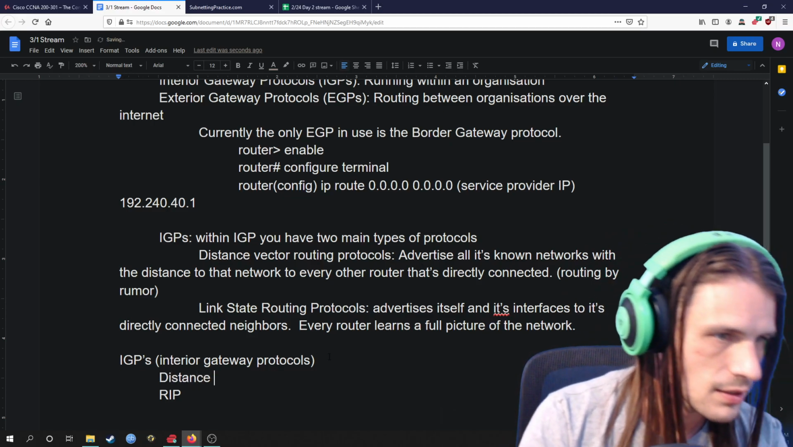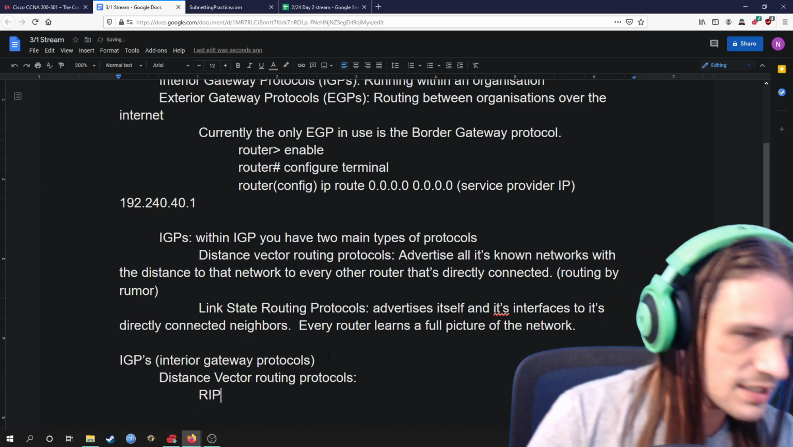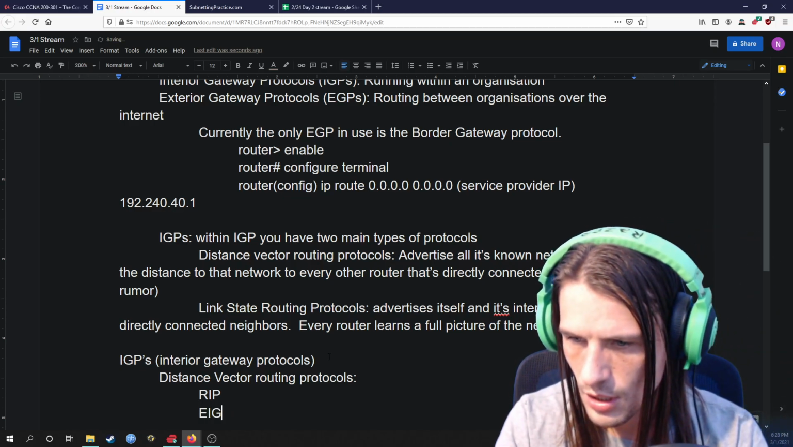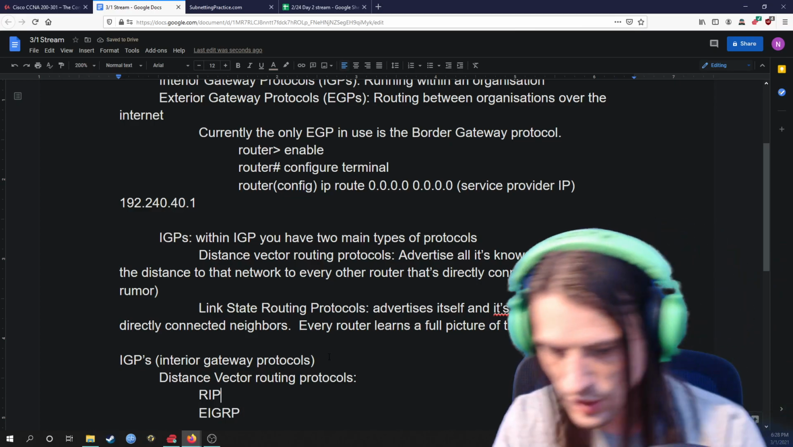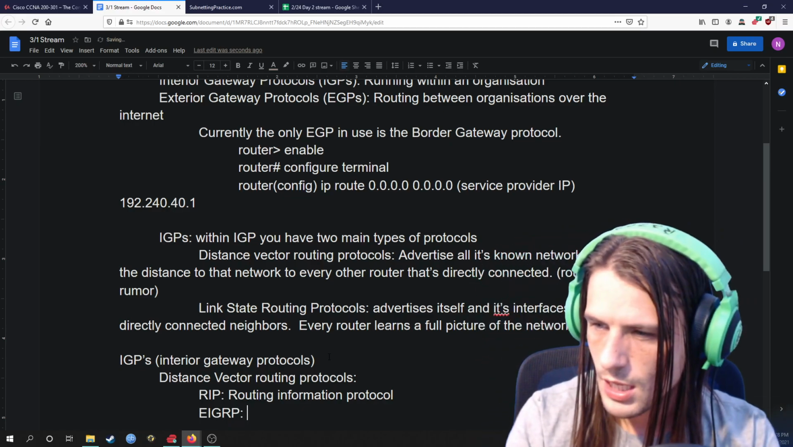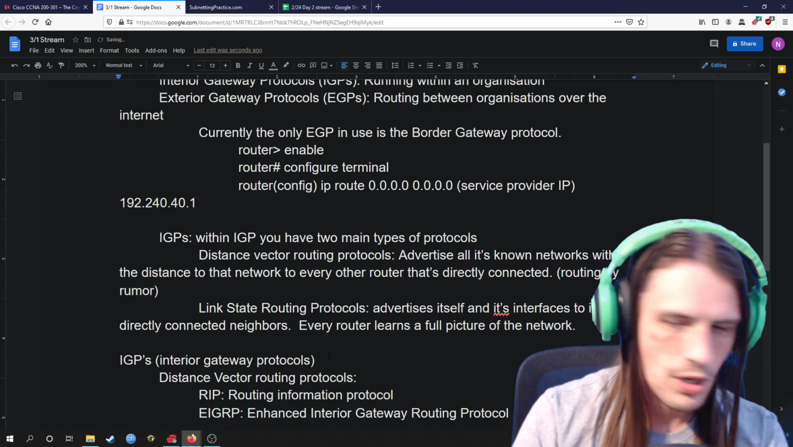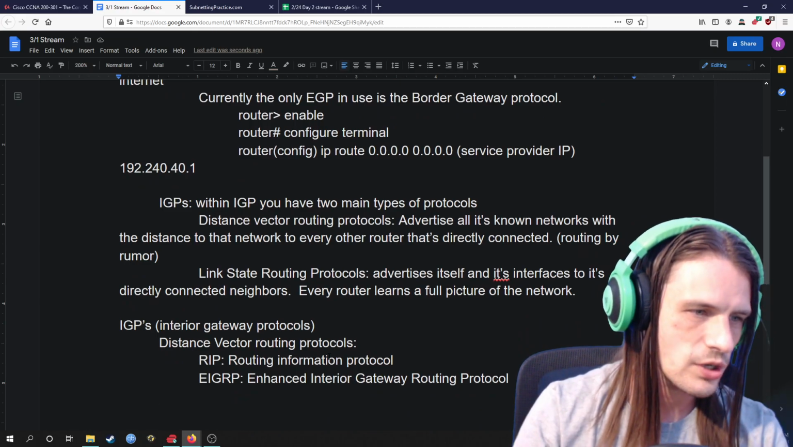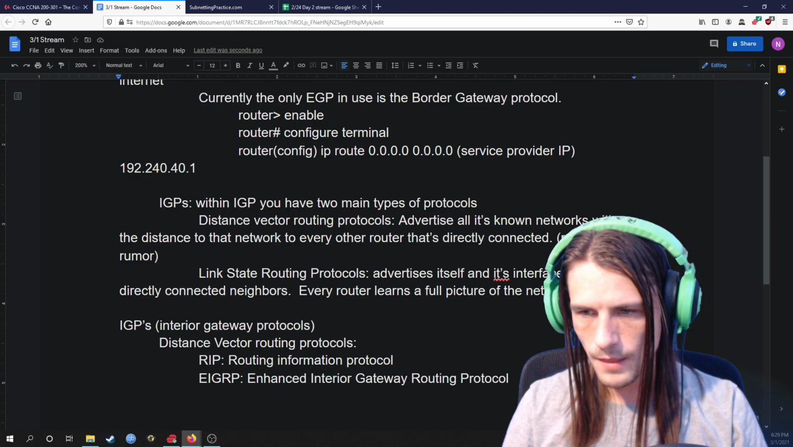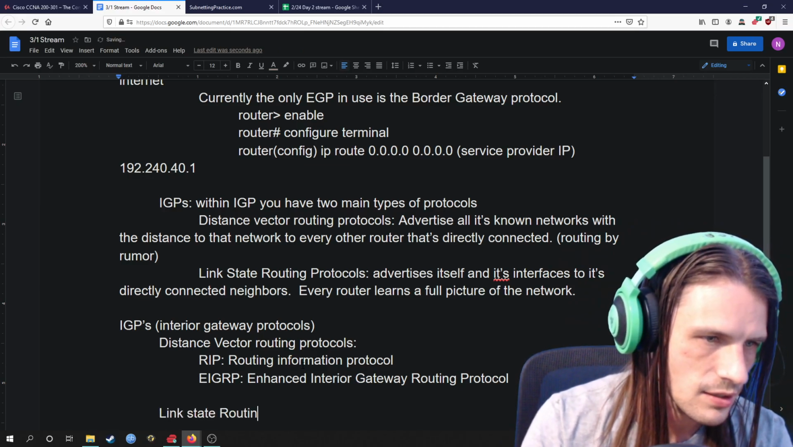So, distance vector routing protocols. RIP is a distance vector, and EIGRP. Let's go over what each one of these means. RIP is your Routing Information Protocol, and EIGRP is Enhanced Interior Gateway Routing Protocol. Both of these are routing protocols that use distance vectoring as their metric. Then you have what's going to be using your link state routing protocols.